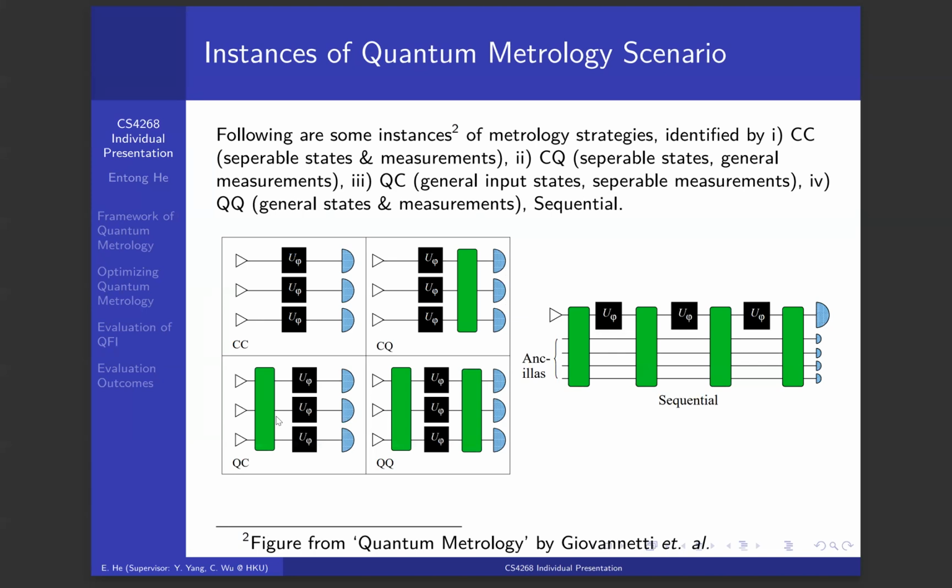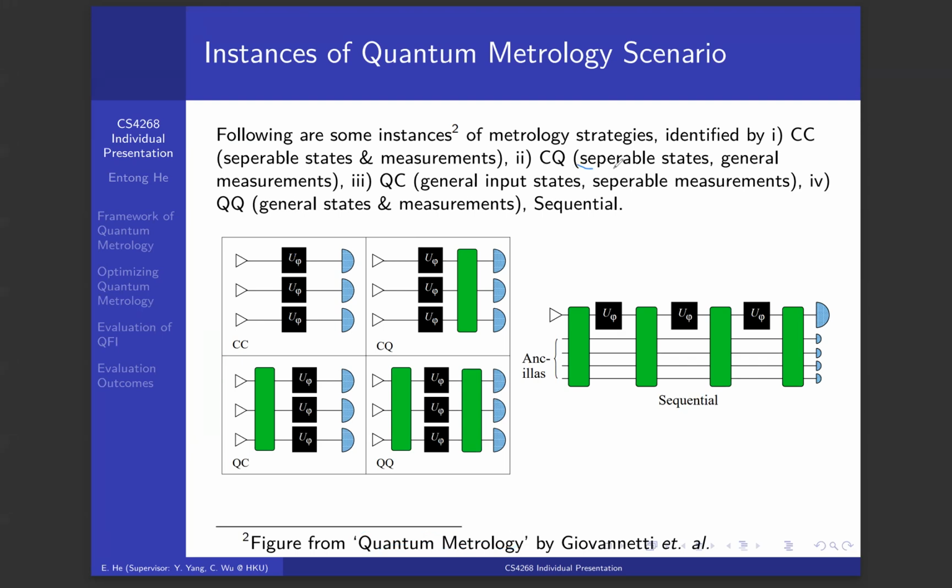So here are some instances of quantum metrology scenarios, identified by CC, CQ, QC, QQ. Here are four typical ones and also the sequential ones. These are figures from a review of quantum metrology that is really classical in this field. Almost every paper published will cite this article because it includes the basic framework. They often refer to some content in this paper when doing the introduction.